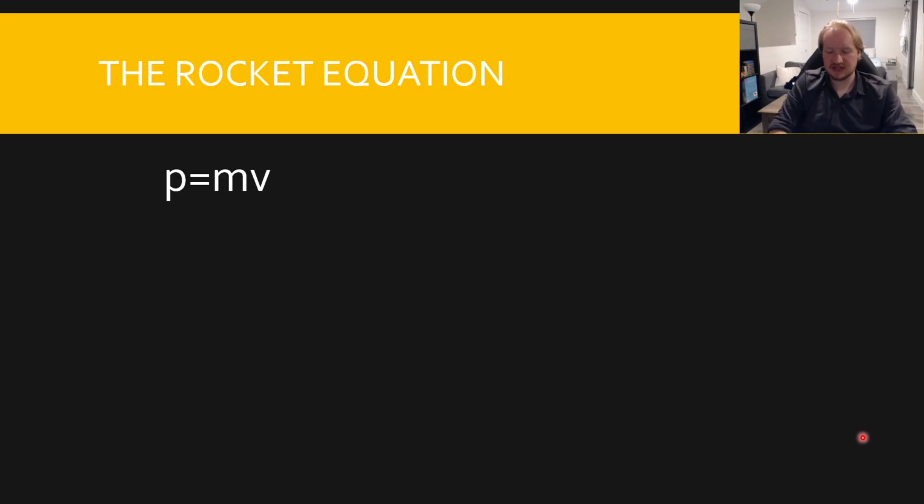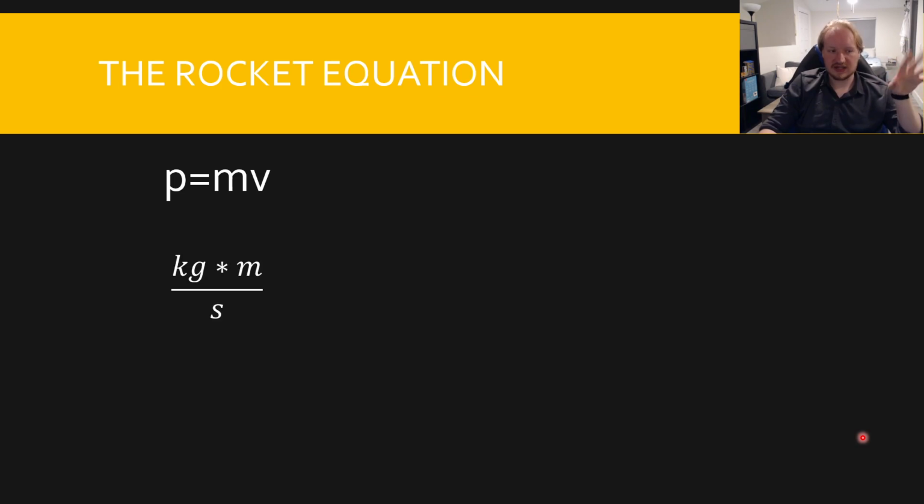So we have this original equation, momentum is equal to mass times velocity. In the previous situation, we were ejecting all of that mass instantaneously, which isn't really going to be happening. We're going to be ejecting that mass very, very slowly over a long period of time.